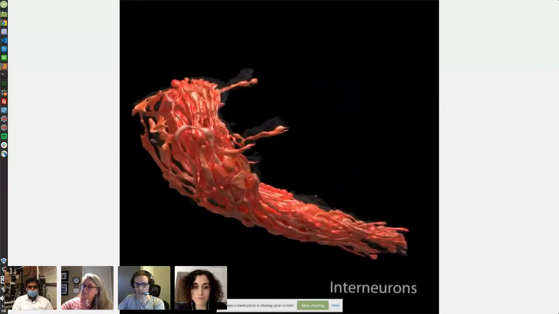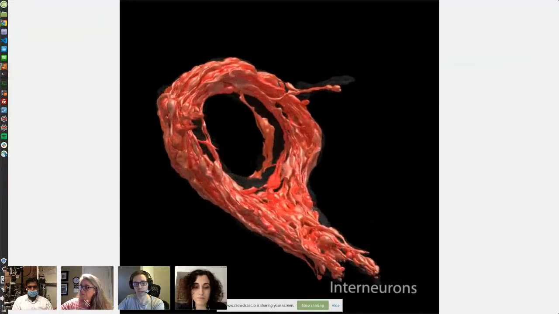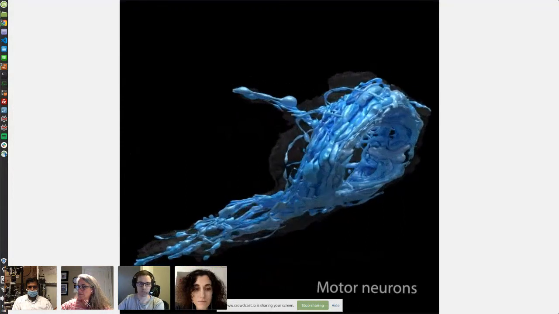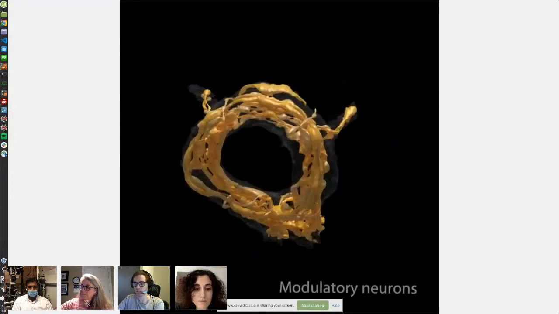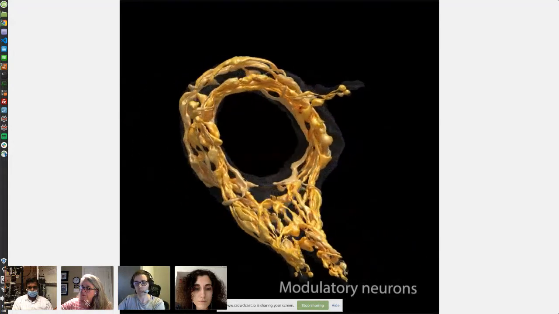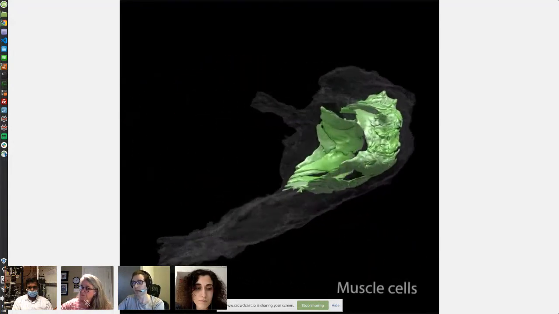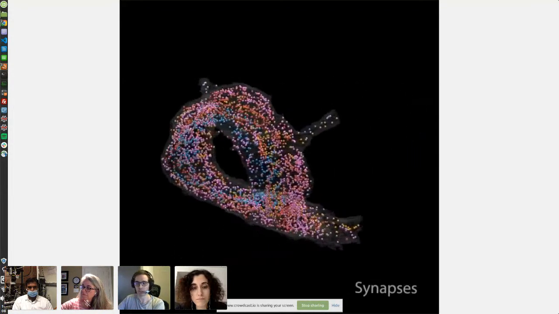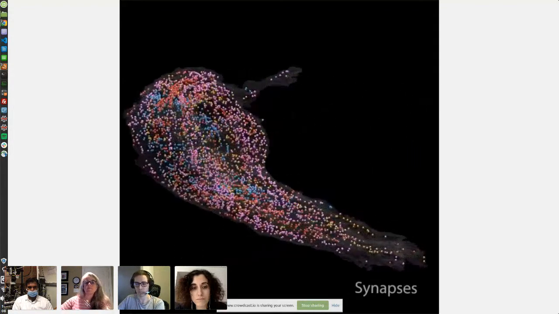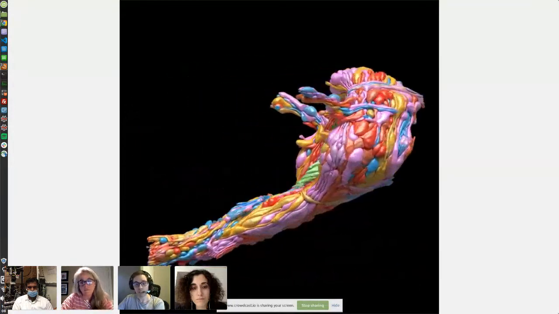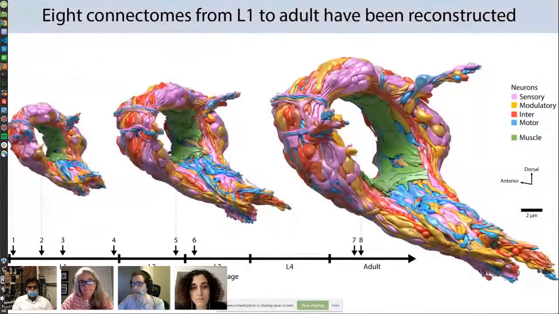So as we're going through the cells here, you'll see that they're colored by their type, which we know from their morphology and from previous studies. And we have both neurons, and we actually also have a few muscles which are directly connected in the brain. And then finally, of course, we have all the synapses between all the different cells. So we did this for 8 isogenic animals across development, which we can see on this timeline here.